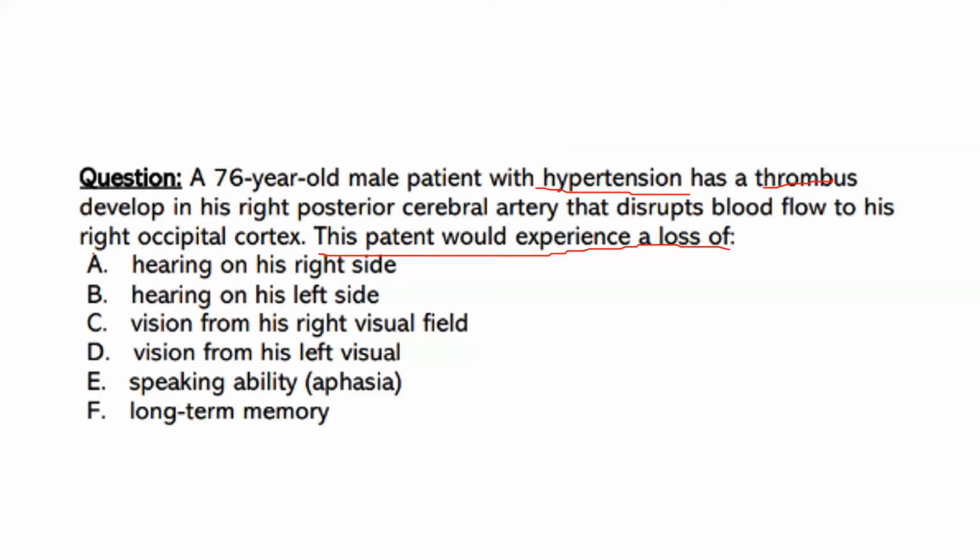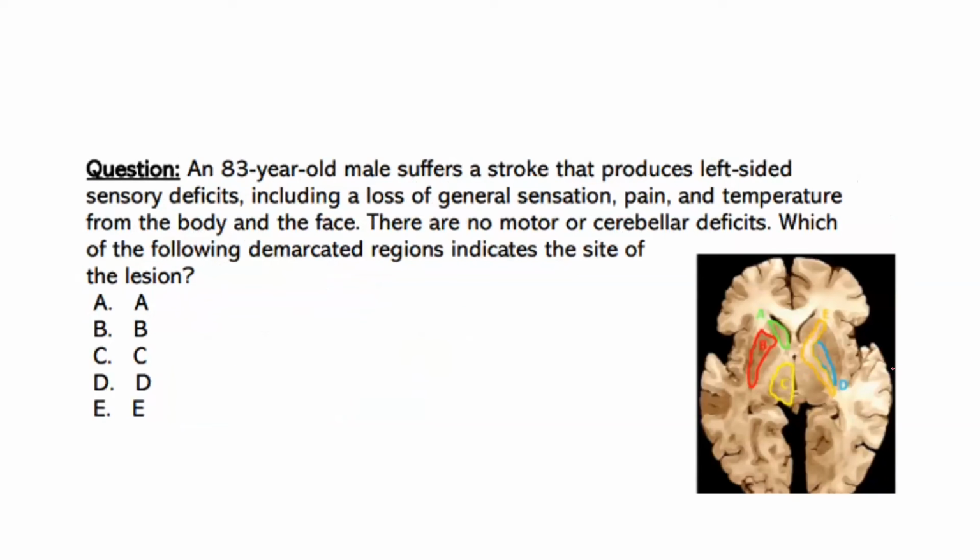So he's definitely not going to lose anything to do with his hearing, and so we can eliminate those since we're talking about the occipital cortex. He's not going to lose anything. He's not going to have aphasia, and he's not going to lose his long-term memory at all. That leaves his vision. Since we have a loss of the right occipital cortex, that's going to affect the contralateral side, and so the answer is D. Okay.